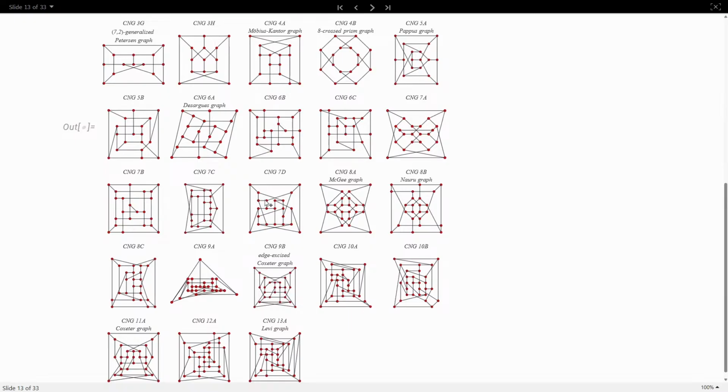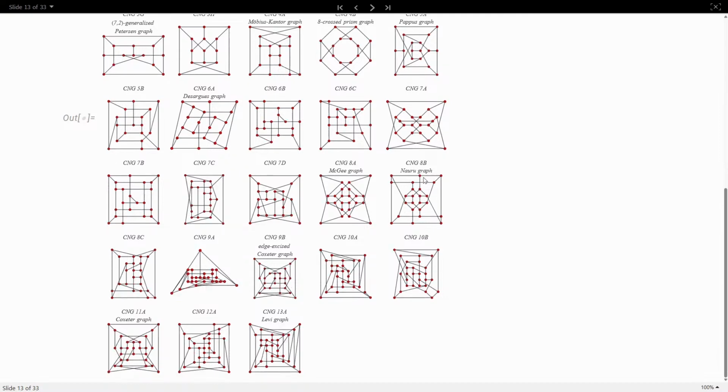famous. But if you add an edge to those, you get two famous graphs that require 8 crossings, the McGee graph and the Nauru graph. And then 3 steps up, you get the Coxeter graph. And after that, 2 steps up, you get the Levi graph. So these are all heavily interconnected graphs. By adding and removing edges, you get the minimal crossing number graphs.